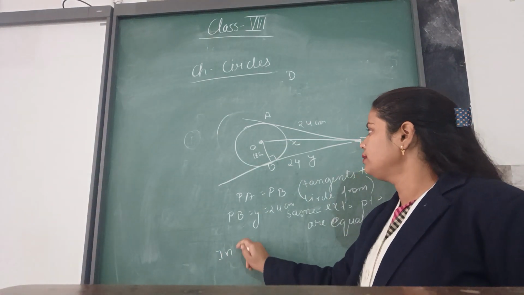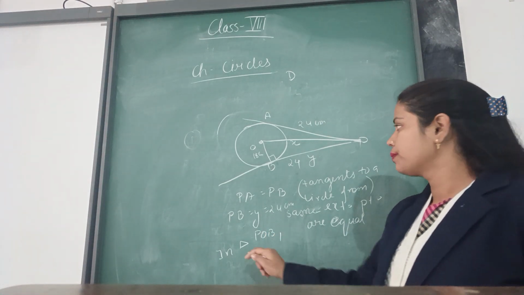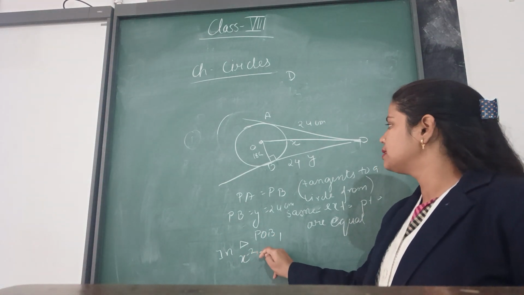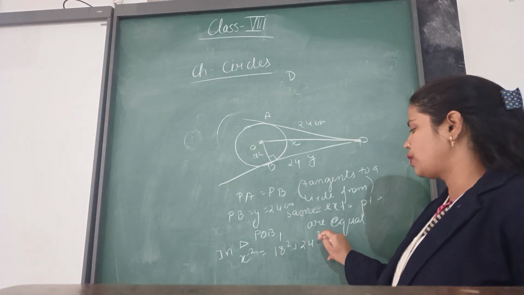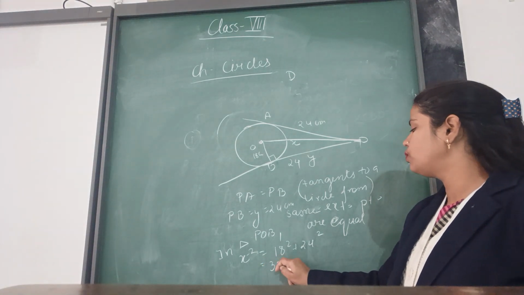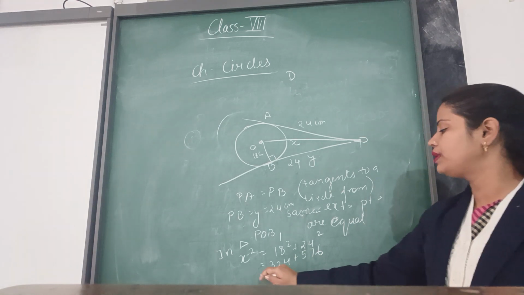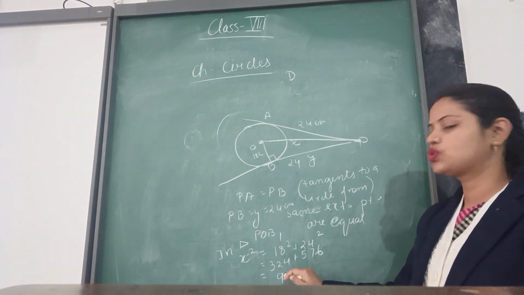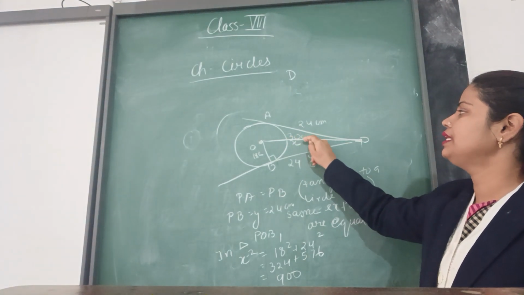So in triangle POB, we can write down x square is equal to 18 square plus 24 square. So 18 square is 324 plus 576. It will come out to be 900. So square root of 900 is 30. So x we are getting to be 30 centimeter.